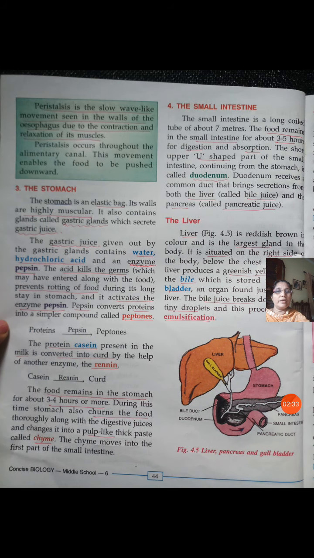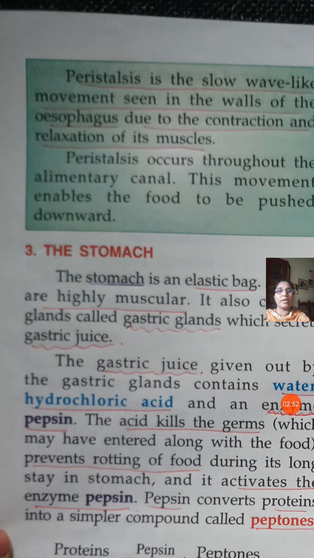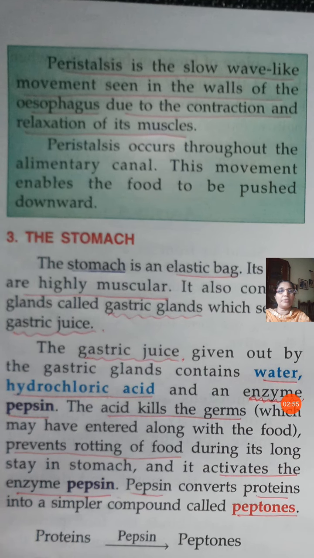Then how is the food passing down through the esophagus? A particular wave-like movement is there in the esophagus. That movement is known as peristalsis. You can see the word peristalsis here. It is a slow wave-like movement seen in the walls of the esophagus due to the contraction and relaxation of its muscles after swallowing the food.